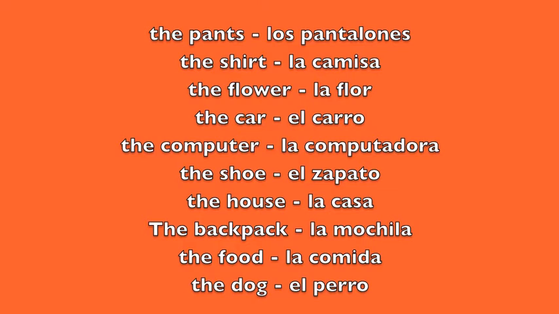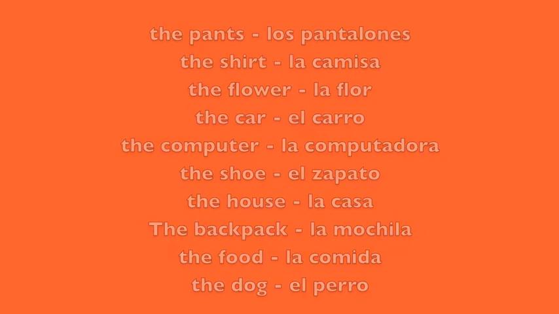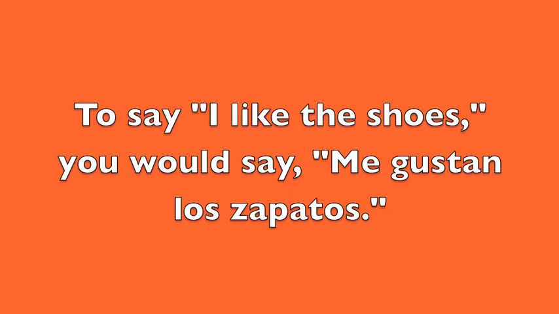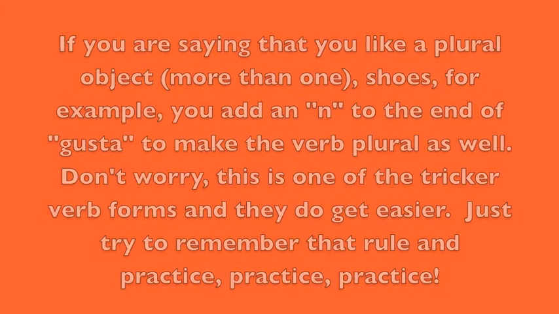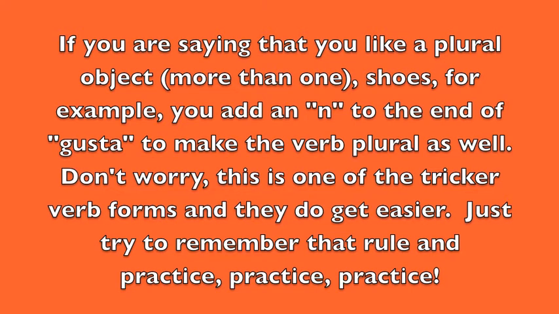Also be aware that you are going to have to know the gender of each noun. So the el or the la at the beginning, you need to know the gender of each noun. La is feminine, el is masculine. So to say I like the shoes, you would say me gustan los zapatos. And I know what you're thinking. You're probably asking where the N in gustan came from. Good question. If you're saying that you like a plural object, so there's more than one, as is true in the case of shoes, you add an N to the end of the word gusta to make the verb plural along with the noun. Don't worry about it too much, this is one of the trickier verb forms, but we're just going over the basics.